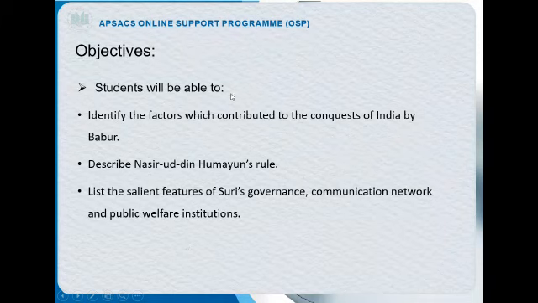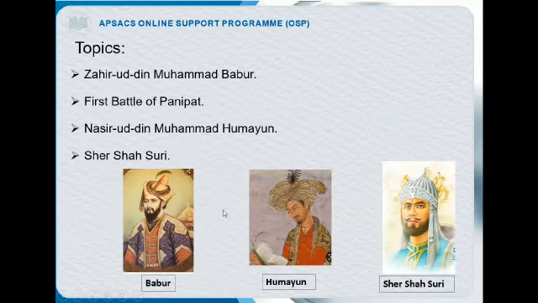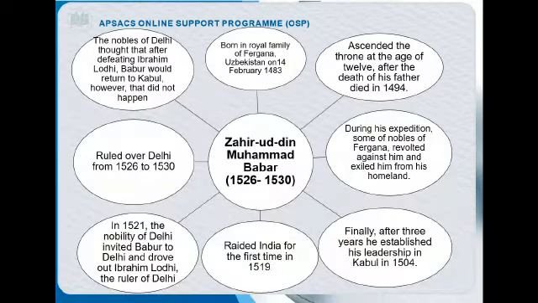Objectives. Today's objectives are that students will be able to identify the factors which contributed to the conquest of India by Babar. They'll be able to describe Zahiruddin's and Humayun's rule. They'll enlist the salient features of Suri's governance, communication network, and public welfare institutions. Today's topics: we are going to study Zahiruddin Muhammad Babar, the First Battle of Panipat, Zahiruddin Muhammad Humayun, and Sher Shah Suri.